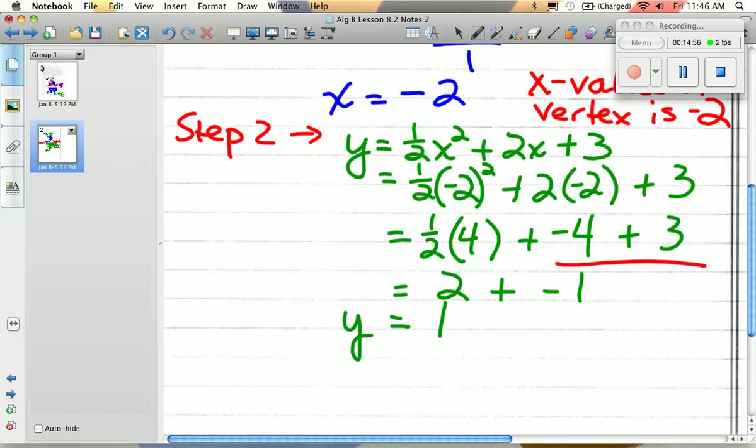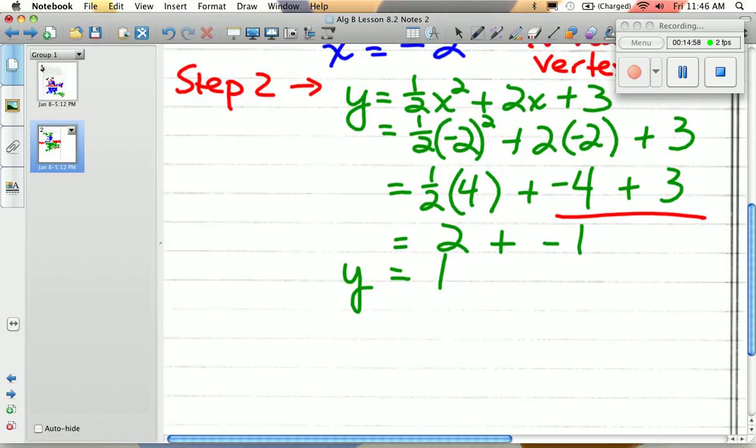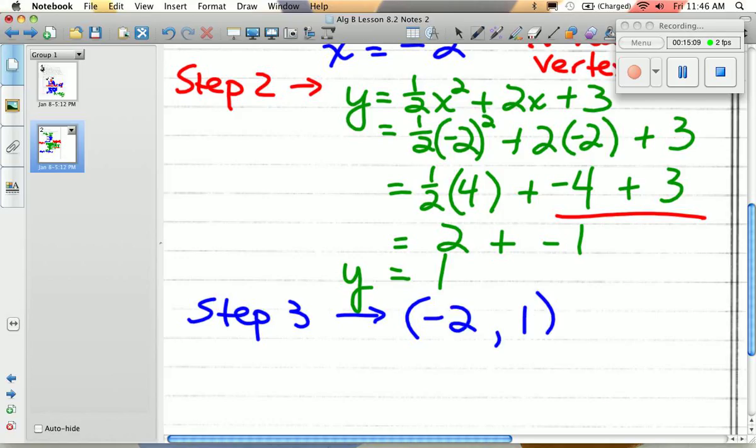Oh, no. That's not quite our answer. We're still not done. Step 3 is identify the vertex. It is negative 2, 1. Oh, I forgot my negative. Negative 2, 1. Something really easy.